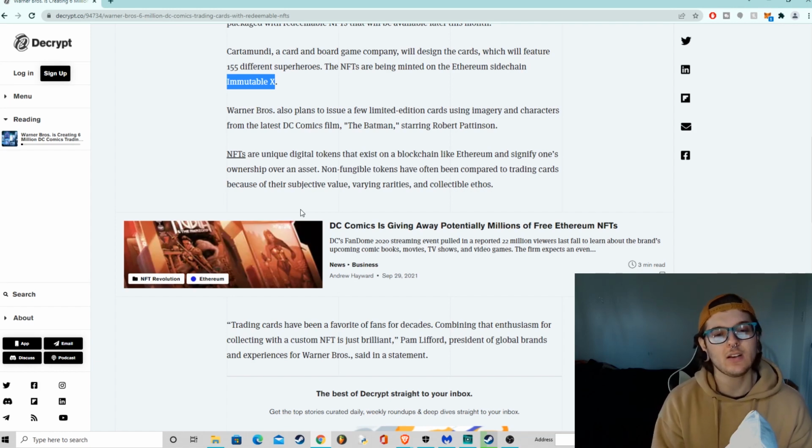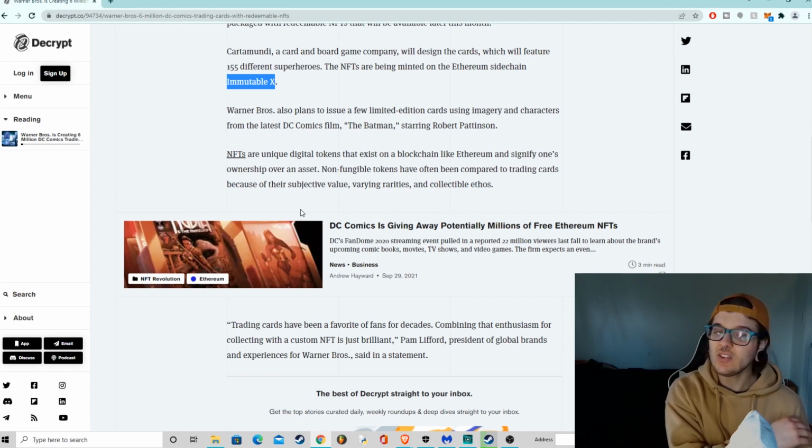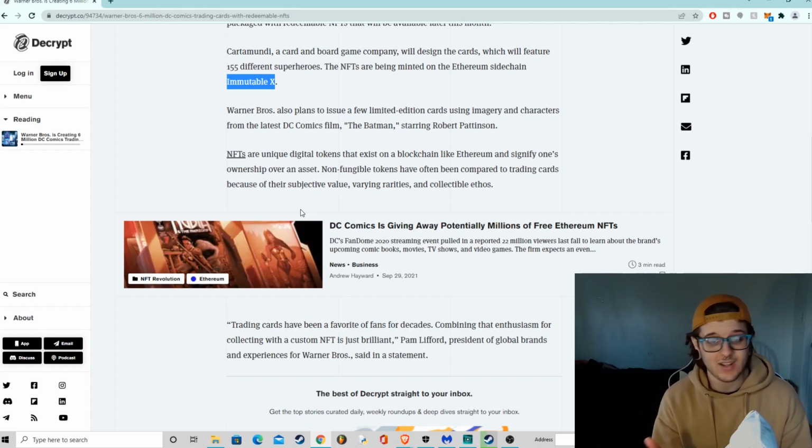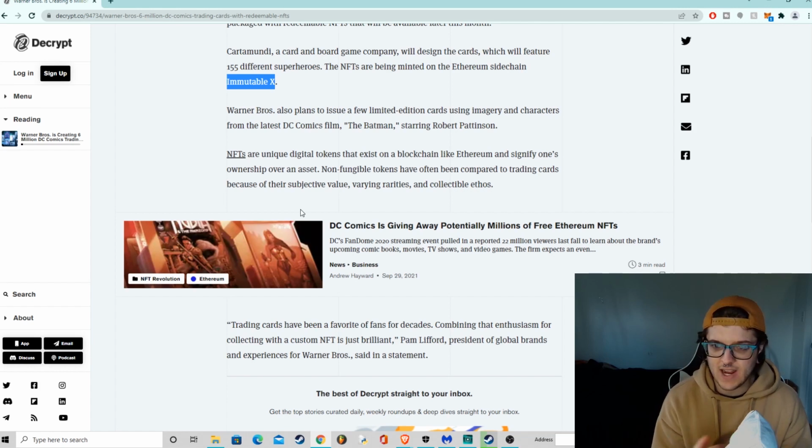All right, NFTs are unique digital tokens, yada, yada, yada. I'm not going to get too much into that, but this is huge. This is huge, and I think the hybrid approach of having both physical cards and NFT cards is really neat and really innovative, and this could be huge for them. This could be a big money maker for Warner Brothers, and it could also have a bonus effect of being a great marketing tool, a great way to market future movies, future comics, future TV shows based around existing or new IP.